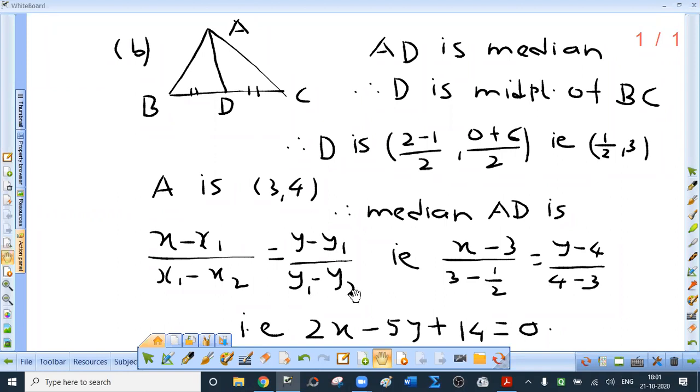If this represents median AD, the coordinates of A and D should satisfy this equation. Let us check for A. x equal to 3, y equal to 4. So 6 minus 20 plus 14. Is it 0? Yes. So what we have obtained is correct.